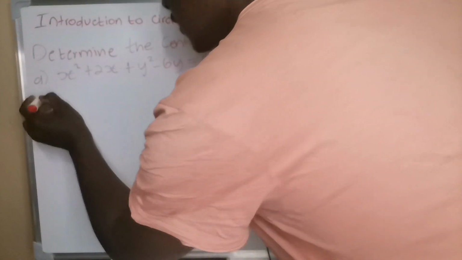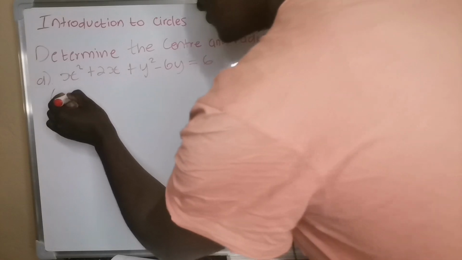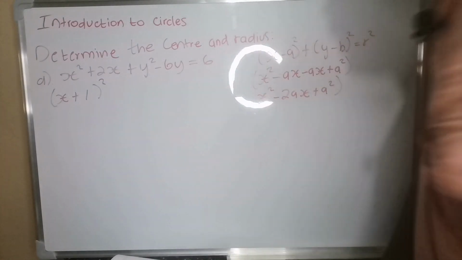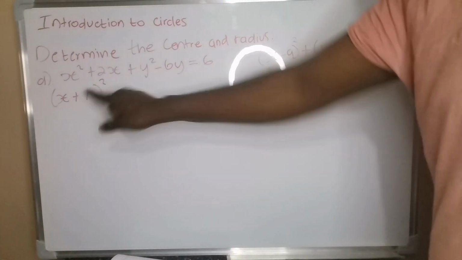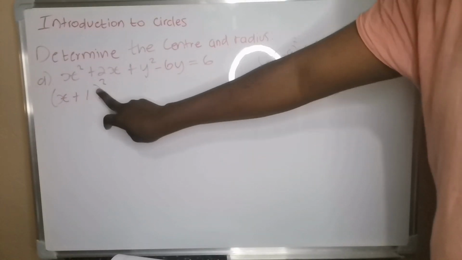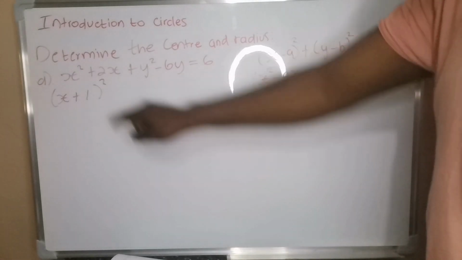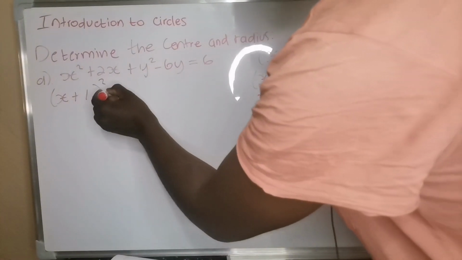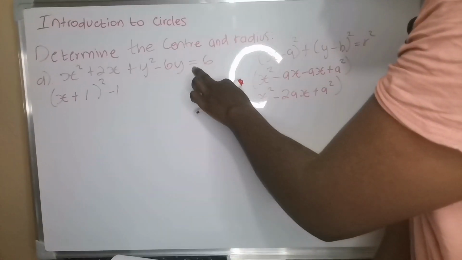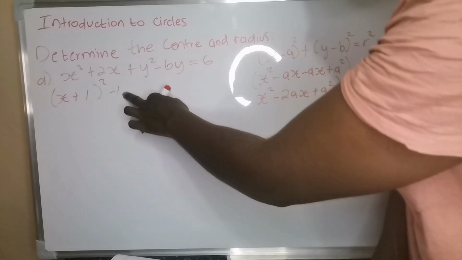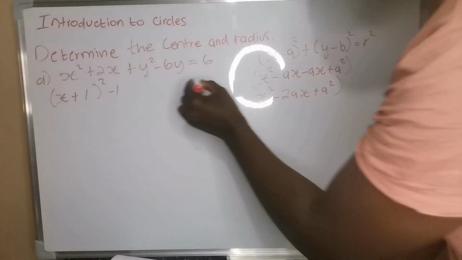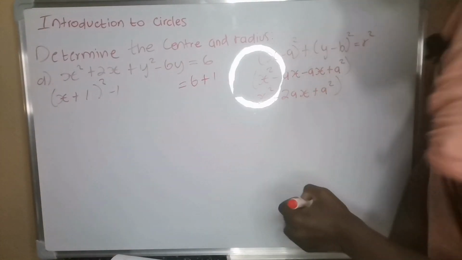Open a bracket, x plus, what is half of 2? It is 1, squared. And remember, when you complete the square, you say plus 1 minus 1 on the very same left side, to balance the equation. If you had no equal sign, you would leave it like this. But since you have an equal sign, this negative 1 is going to come to the right side and we have 6 plus 1 on our right.